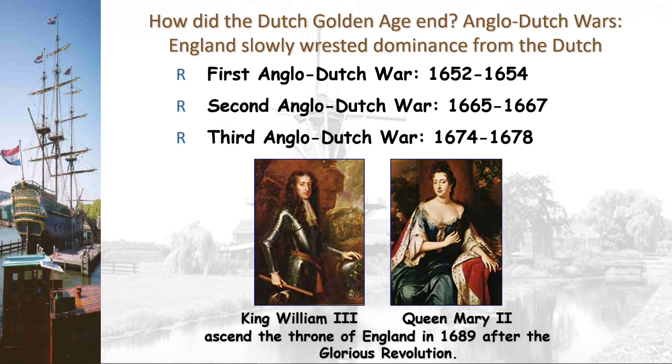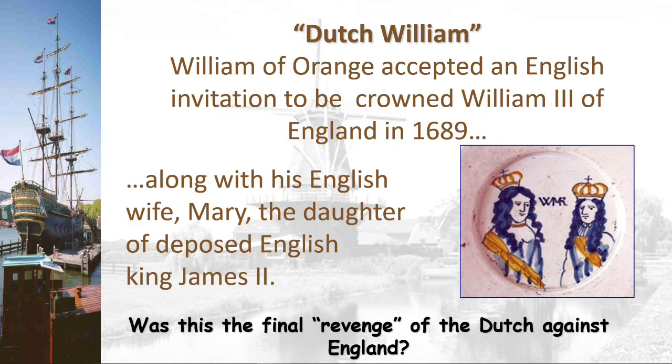King William III ascended the throne of England in 1689 after the Glorious Revolution. And his wife, Mary, was the daughter of James II. Dutch William. William of Orange accepted an English invitation, as we know, to be crowned William III of England in 1689, along with his English wife, Mary, the daughter of the deposed English King James. This was the final revenge of the Dutch against England.